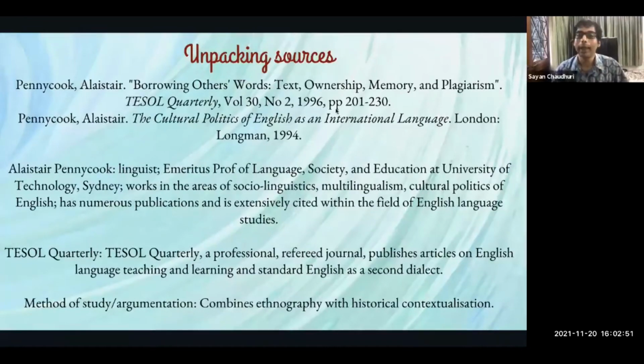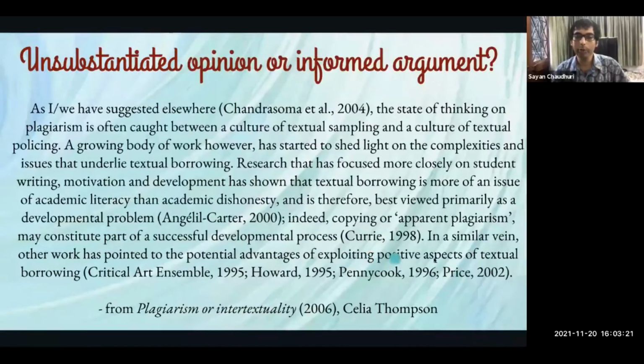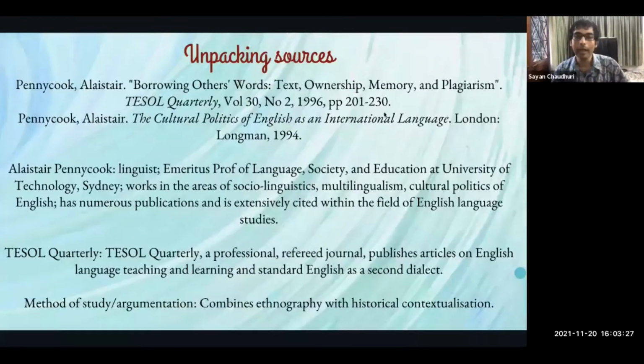So I have put it down in the MLA format. In the MLA format, what is the information you need? The author's surname and name, right? You have the title of the essay, then the journal, the volume and issue number, date of publication, and page number, right? So this is the broad tradition. Now you notice in the previous text, it's written that other work has pointed to the potential advantages of exploiting positive aspects of textual borrowing, Pennycook, 1996, right? And in fact, it's this essay by Pennycook which has been used.